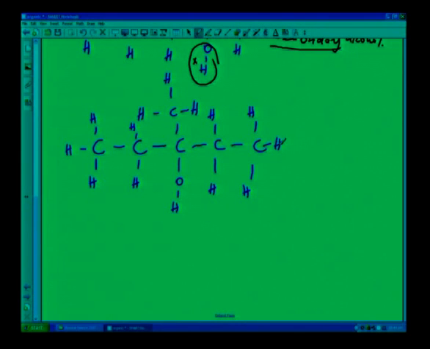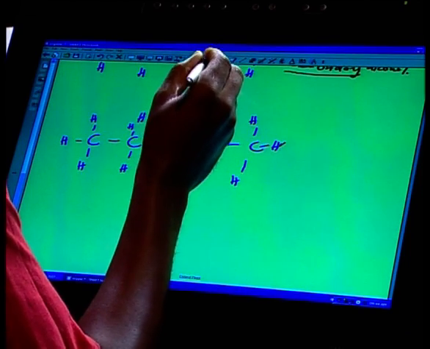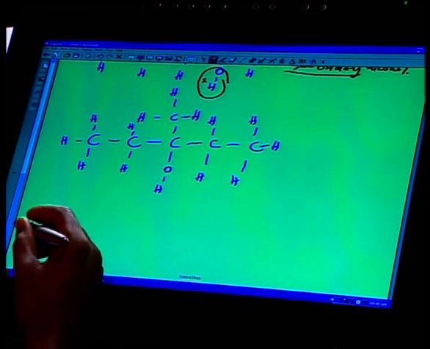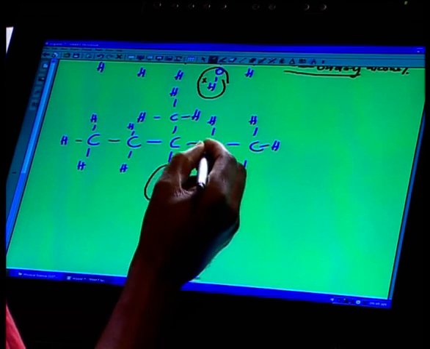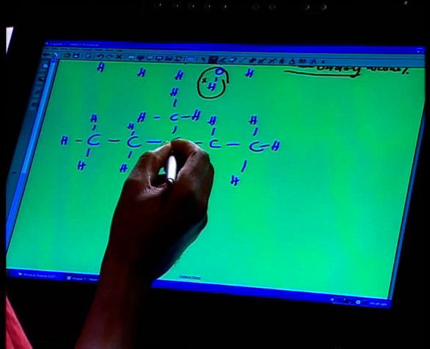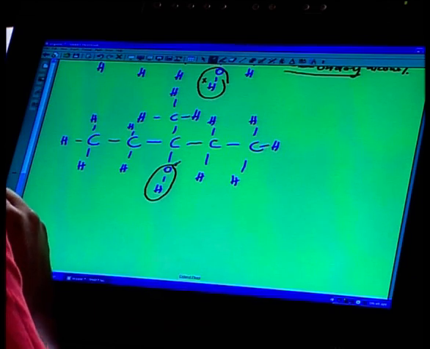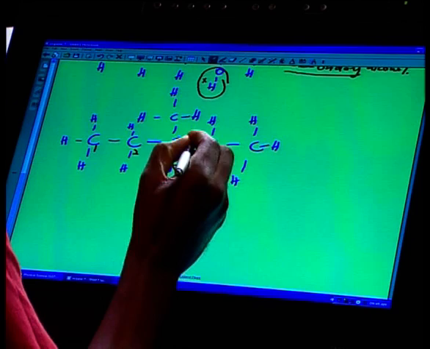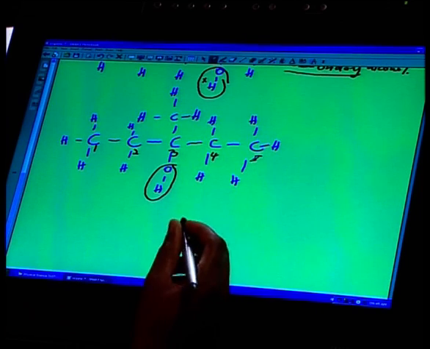Okay. Now, I need to number my carbon atoms following the IUPAC system. To do that, I need to make sure that the carbon giving me the functional group, in this case the OH, has the least number. If I count from left to right, this is 1, 2, 3. If I count from right to left, it's 1, 2, 3, so it doesn't matter where I count from, okay? But for the sake of order in the way we're doing it, let me choose to count from the left. So 1, 2, 3, 4, 5, okay?